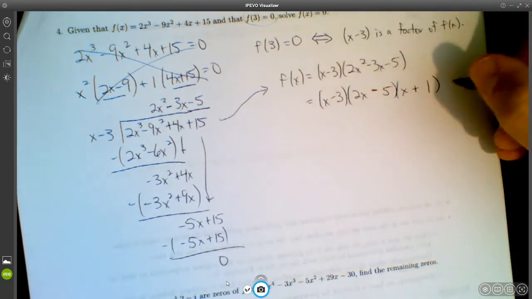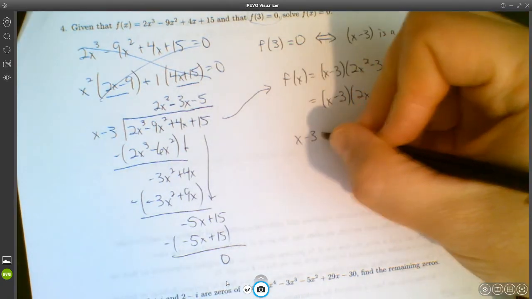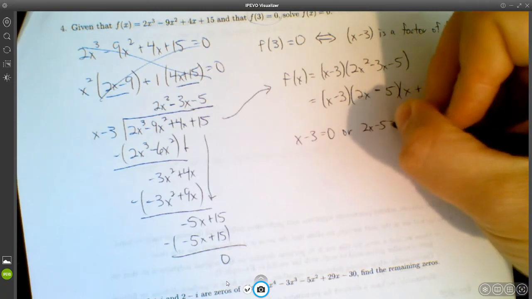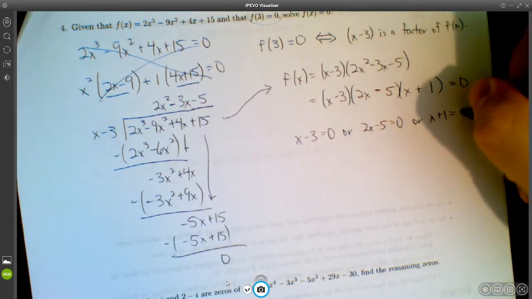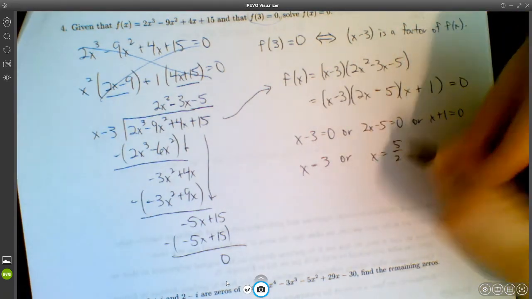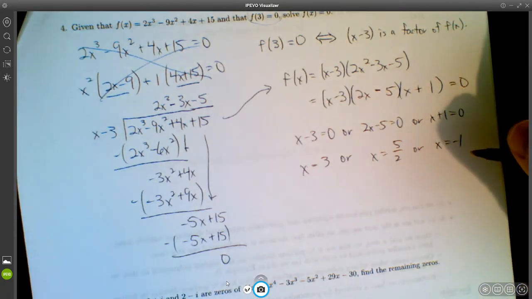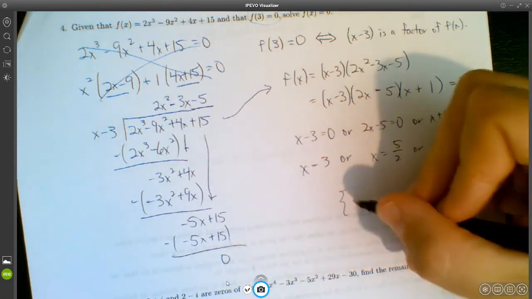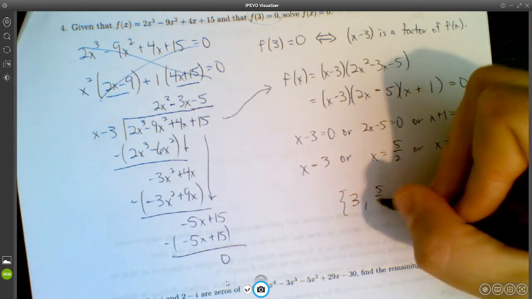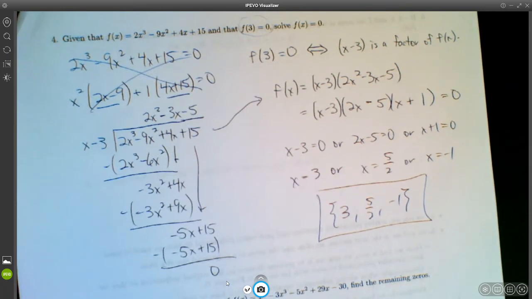I want to set this equal to 0 and then solve. So what this tells me is that x minus 3 is 0, or 2x minus 5 is 0, or x plus 1 is 0. That means x is 3, or x is 5 halves, right? Add the 5, divide by 2, 5 halves, or x is negative 1. So there you go. 3, 5 halves, negative 1. Very good. So that's how that works.